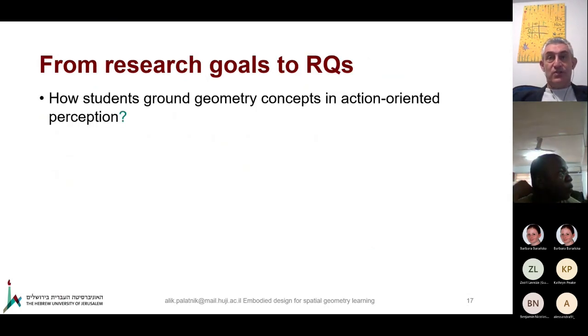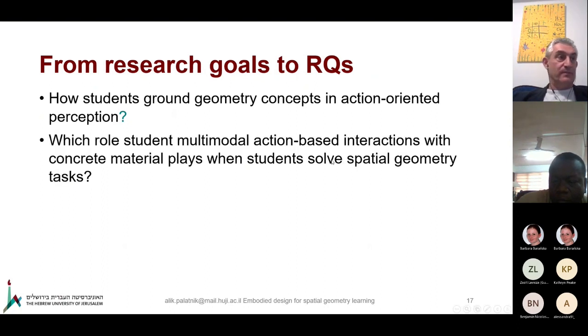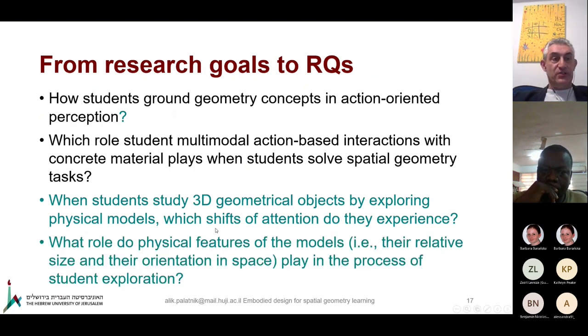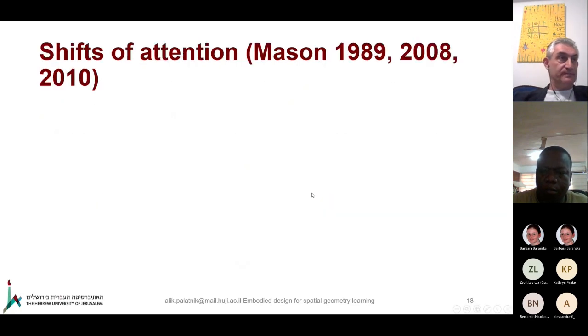So my research questions, which I'm trying to answer in this work: how students ground geometry concepts in action-oriented perception. Which role students' multimodal action-based interaction with concrete material plays when students solve spatial geometry tasks. When students study 3D geometrical objects by exploring physical models, which shifts of attention do they experience? And what role do physical features of the models, for instance, their relative size and their orientation in space, play in the process of students' exploration?